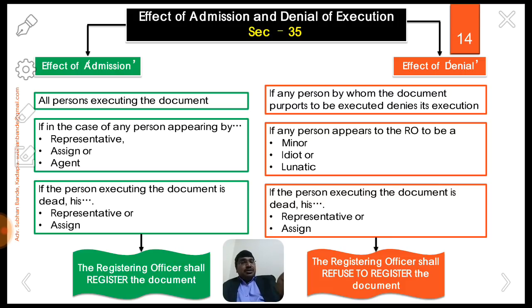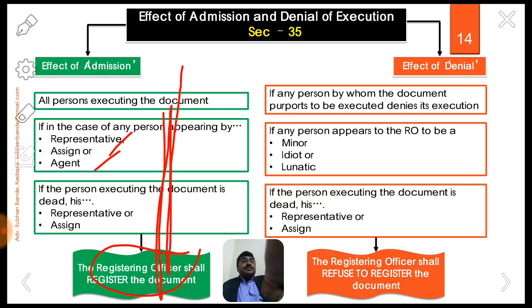If the person executing the document is dead, and his representative or assign admits the execution, then the registering officer shall register the document. Simply, if the person who is executing the document, or his representative, assign or agent, is dead, and his representative or assign admits the execution, the registering officer shall register the document.